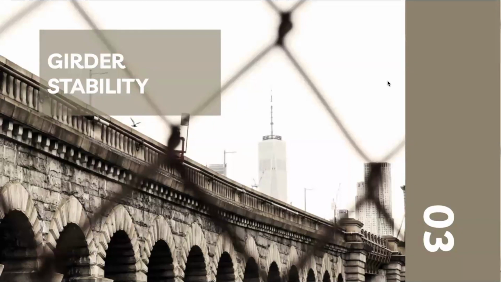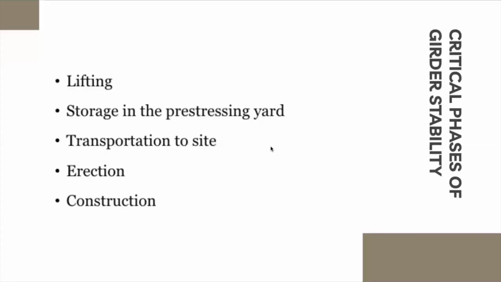Now I'll talk about girder stability. There are five main phases over the life of a precast pre-stressed concrete girder, and those five phases are lifting, storage in the pre-stressing yard, transportation to the site, erection, and construction. Over all the phases, the lateral stability of the girder must be considered and checked.